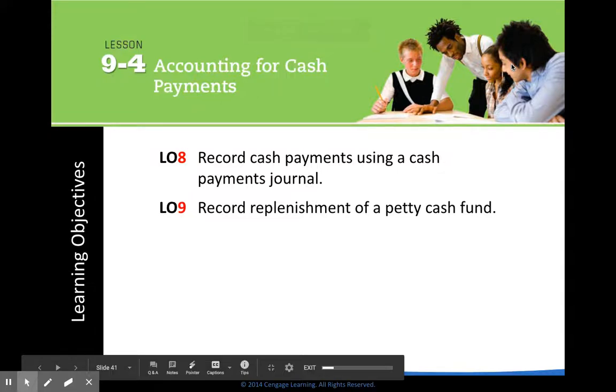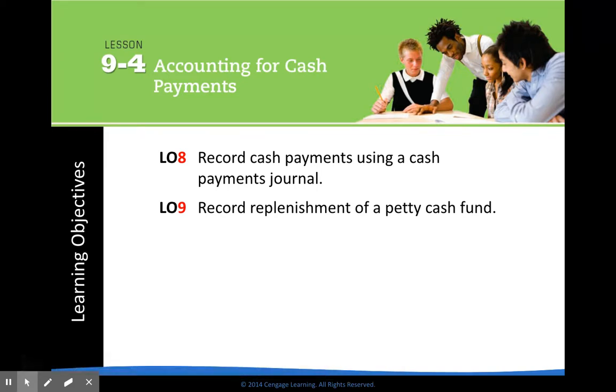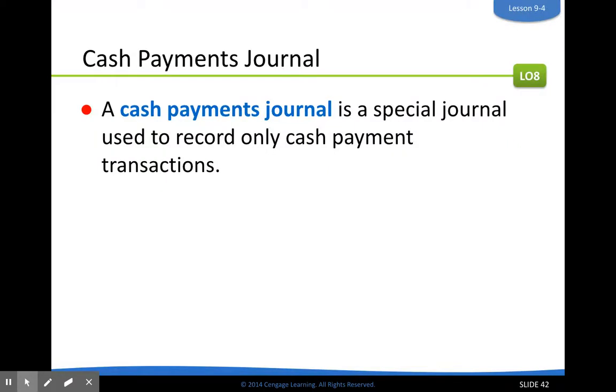In section 9-4, we are going to be adding another new special journal called the Cash Payments Journal. The Cash Payments Journal is what you'll record anytime you make a cash payment. So whether you're buying supplies or paying back a creditor, you'll use the Cash Payments Journal if you are paying anyone.